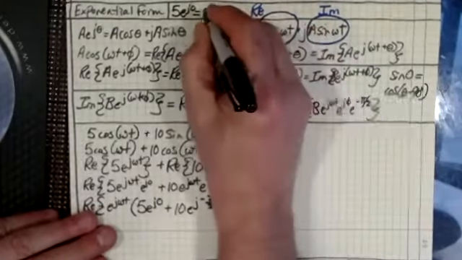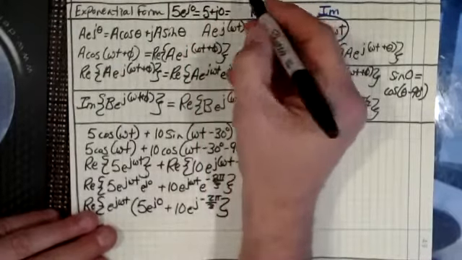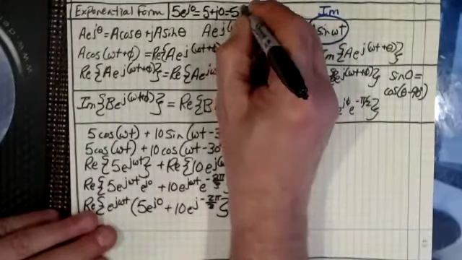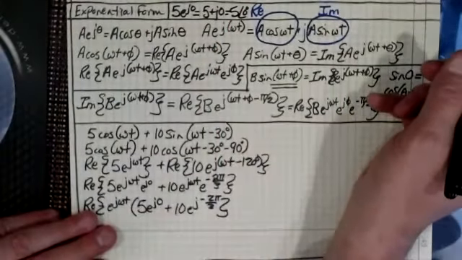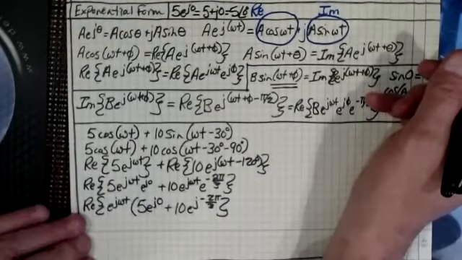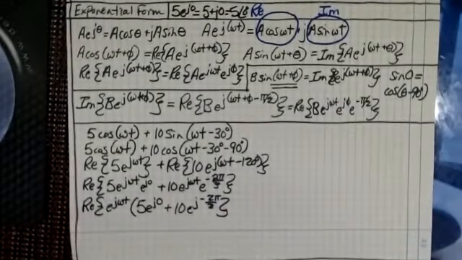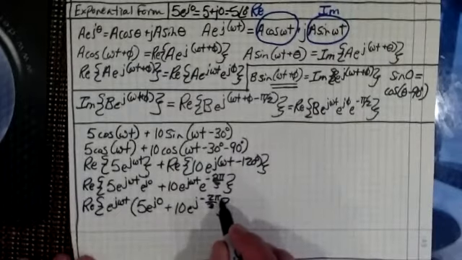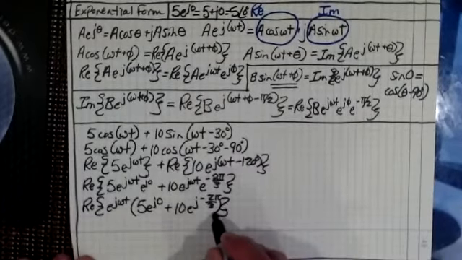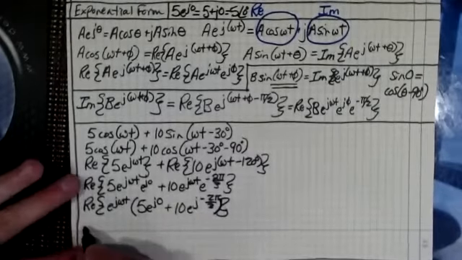Wouldn't that just be 5 plus j0? Wouldn't that be 5 at an angle of 0 degrees? Does everyone see what I'm talking about there? Oh, I forgot to put a parentheses here. Sorry about that. So let's look at that now.